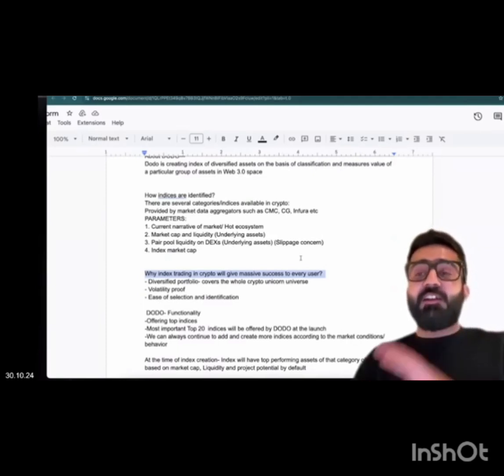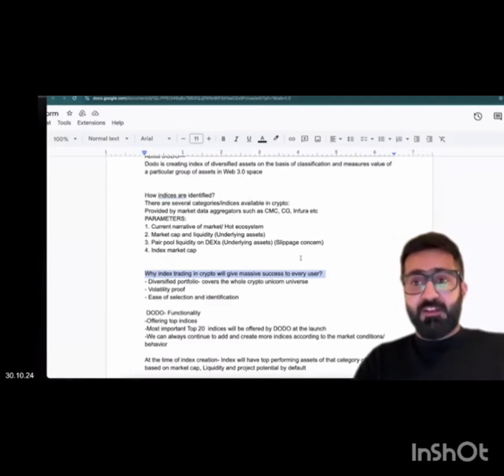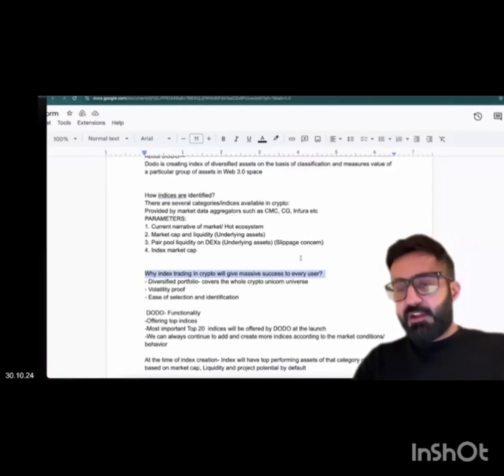I have not started with the features of Dodo yet. This is just the introduction of the product. Then, ease of selection and identification.